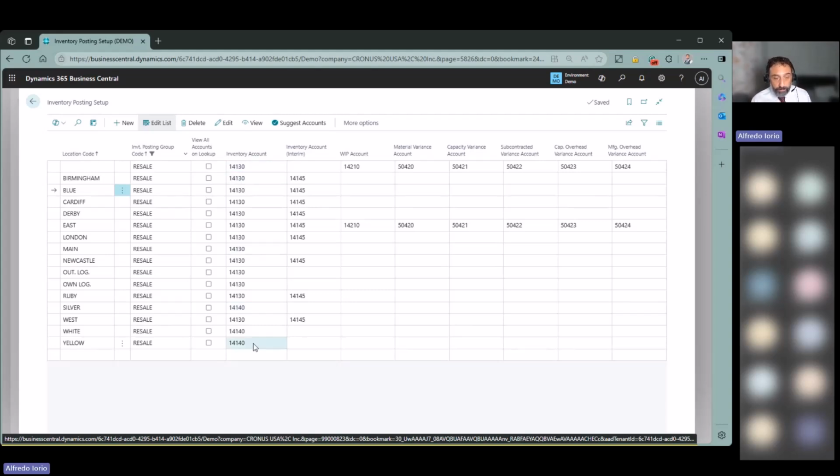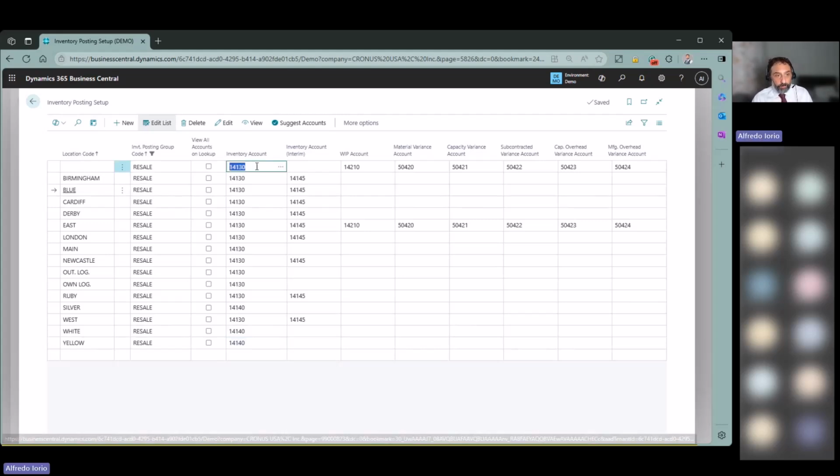Inventory account is balance sheet. Receiving items will debit this account. Shipping items will credit this account.